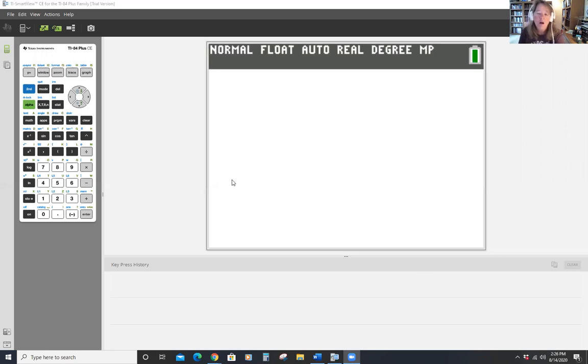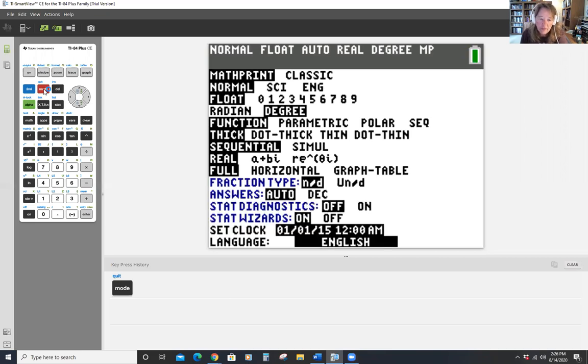First of all, we want to make sure that you've got all your settings set properly for what we're going to be doing in these classes. So we're going to start by going to mode. Mode is right next to the second key up here at the top. So go ahead and click that. That's going to pull up some screens. I'm not going to talk through them. I'm just going to tell you how to set them.